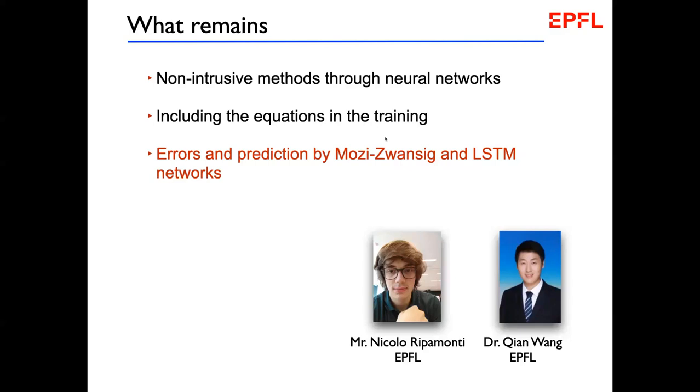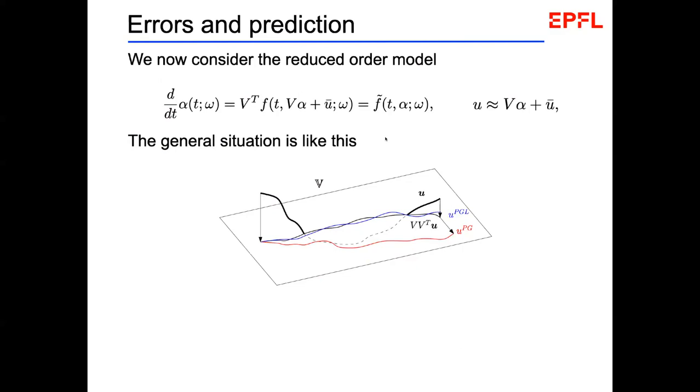Now, the last thing I wanted to talk about is what to do about errors. So now we're looking at time-dependent problems again. So here's a PDE or an ODE. Let's say it's a PDE that you discretize somehow. We have found the linear space V. You do the projection. You get an equation for the expansion coefficients. They depend on time as well as the parameters. Here they're called omega. And you have a right-hand side that you need to evaluate somehow.